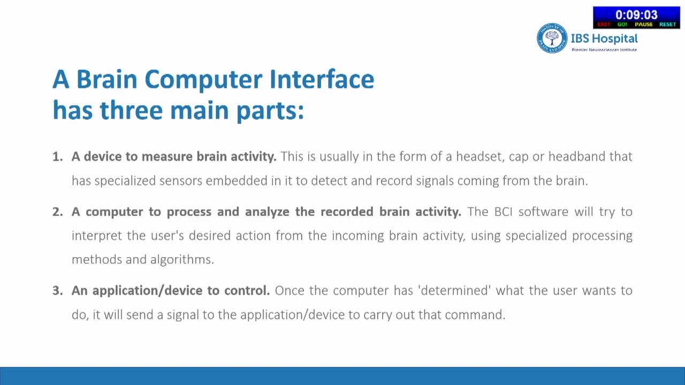There are three main parts of a brain-computer interface. First is a device that measures the EEG signals. Second is a computer that processes and analyzes the raw data from the EEG. And third is an application that sends signals to the command.